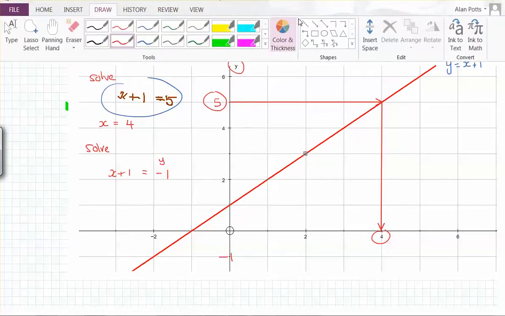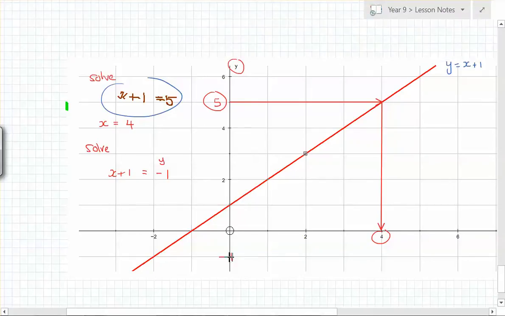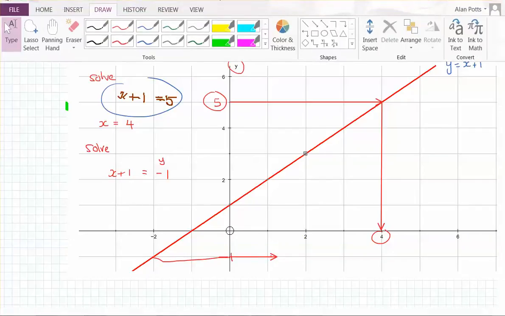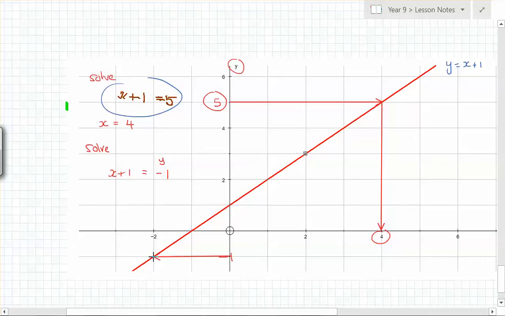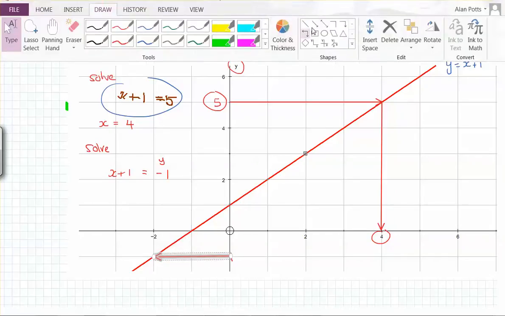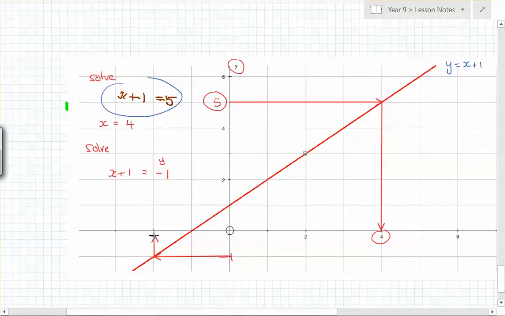So we then go across to the line. It's minus 2. Yeah, I think it's minus 2. So we go across from here, across to the line, and then when we get to the line, the next thing we do is go up, and the answer is minus 2. So the solution will be x equals minus 2. There's your solution. Right, so that's how we can use a graph to solve it.